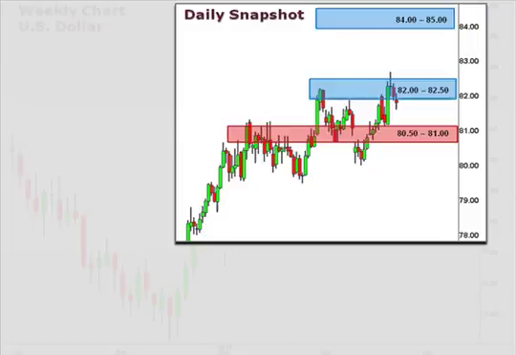Let's take a look at a daily chart of the index. As was the case last week, we are watching for a break and a close above 82.22 to lend credibility to an extended move higher.